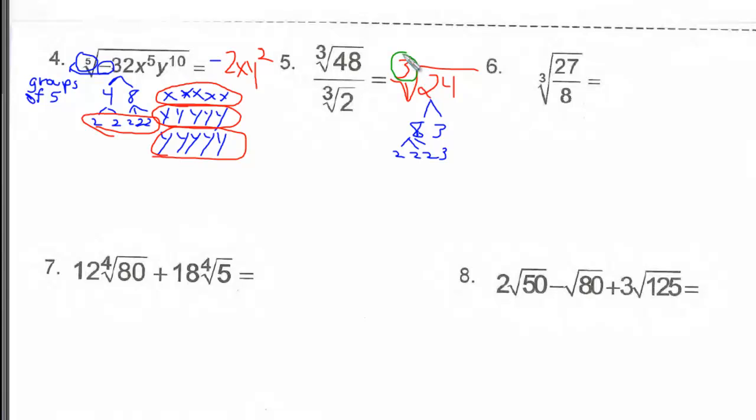Our index is 3, so this tells me that I'm looking for groups of 3. Since I have 3 2's, I'm going to pull out a 2 in front. 3 is left over, so it will stay underneath the radical symbol. Do not forget to put your index.